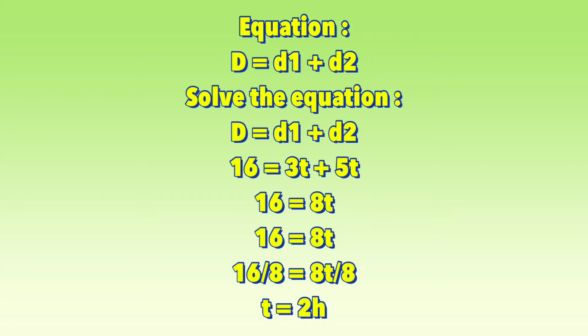Then we have to simplify. We're going to add or combine like terms. 3T plus 5T equals 8T. And just copy only the 16. And now we're going to divide both sides by 8. So it becomes 16 divided by 8 equals 2, and 8T divided by 8 equals T. So our time equals 2 hours.